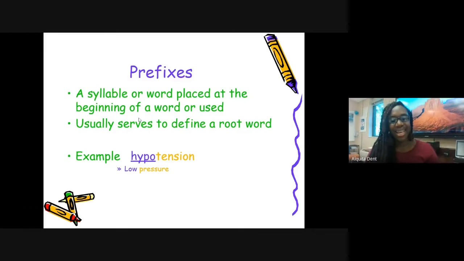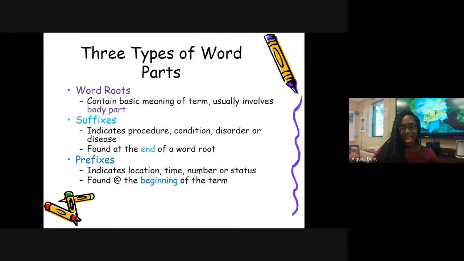This is basics. So I just want to go through it again just to make sure we're clear. So prefixes are at the beginning of the word. They normally define the word roots or explain how something is happening. So hypotension, for example, is low blood pressure. Tension being the word root for blood pressure, and then hypo means low. Okay, everybody got that? Okay.